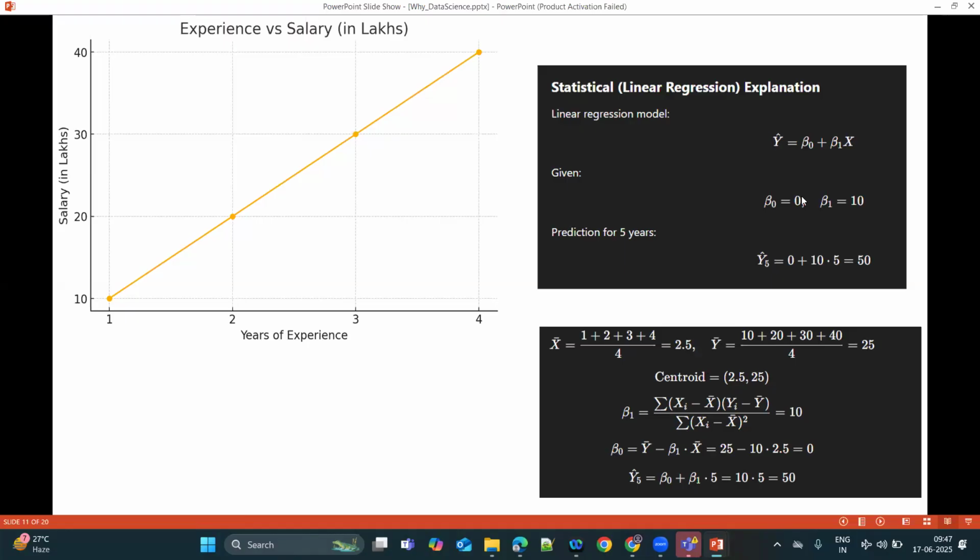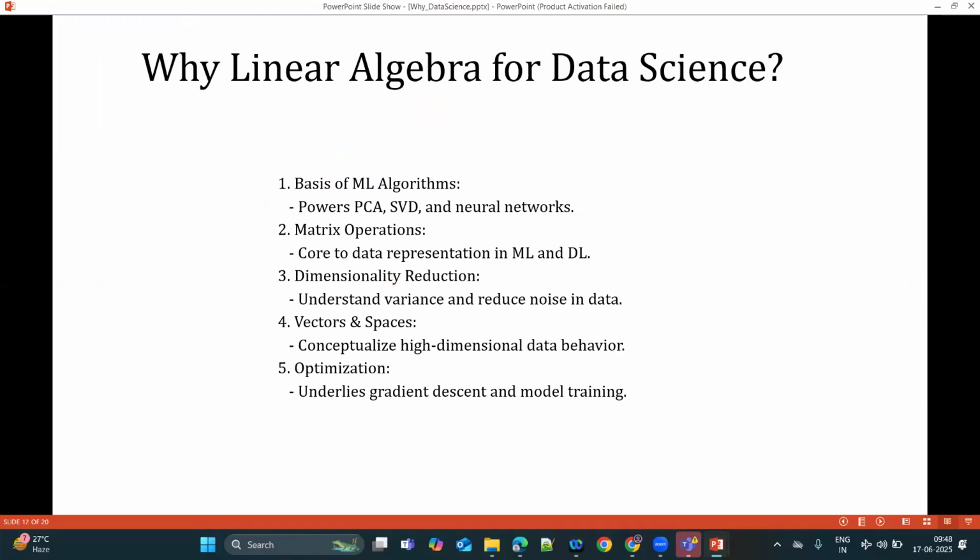This is y equal to b naught plus b1 x, where b naught and b1 are the coefficients and x is the independent variable. Let's take b naught as 0, and the slope would be 10. If you take the difference, that is the slope, which is 10. The predicted value is 5 into 10, 50. This is how we predict the salary for 5 years of experience, 50. This is how we use statistical things in our ML models.